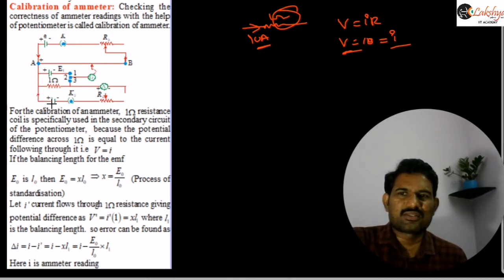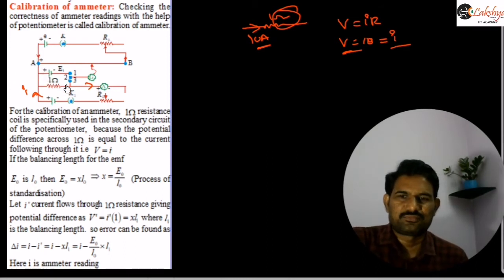Again, I is the current flowing here, which is the reading of this ammeter. So we take the potential difference across it as V equals IR. That R is 1, so I am taking V equal to I.